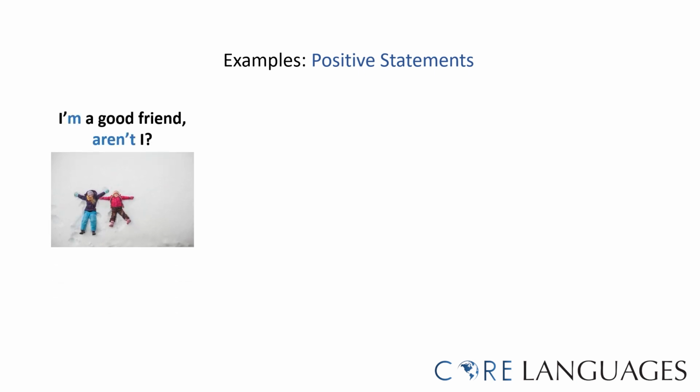Here are some examples of positive statements followed by negated question tags. I am a good friend, aren't I? This sentence uses the verb to be, so the question tag also uses to be. Be careful, if the subject of the sentence is I and the verb is to be, the question tag is aren't I?